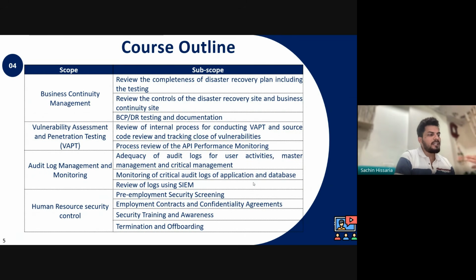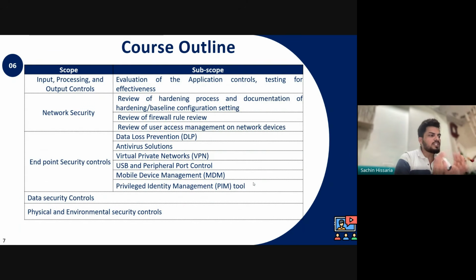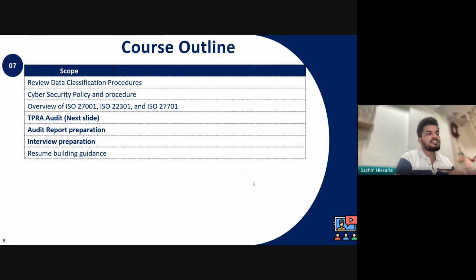Then also VAPT, log management process, HR security control, capacity management, asset management, patch management, backup management, restoration testing, input, processing and output control. This is more from an ITAC audit perspective. We also discuss controls related to network security, data security, endpoint security control, physical and environmental security control. So if you see this curriculum, guys, this is a very detailed curriculum which covers all your IT and GRC domains.